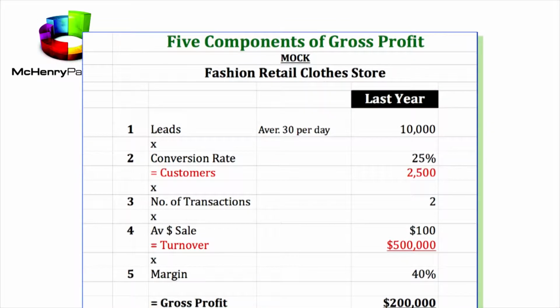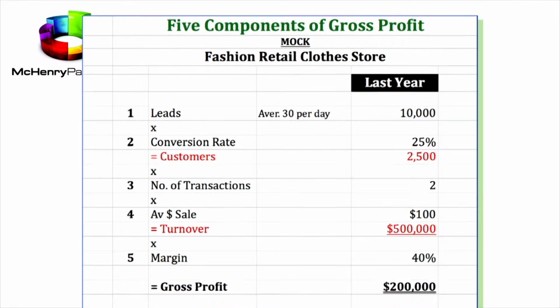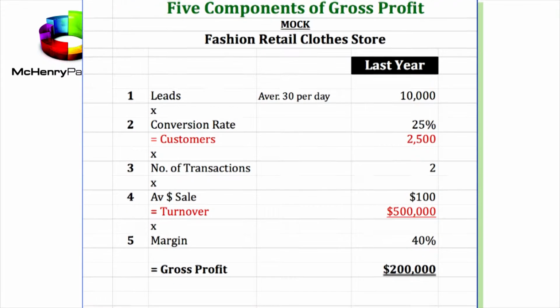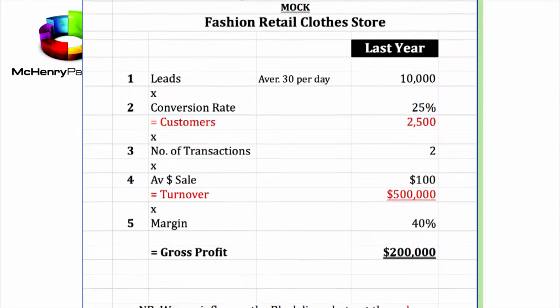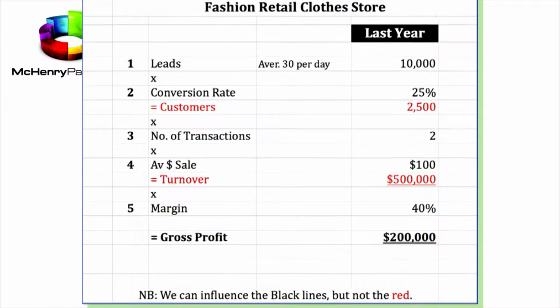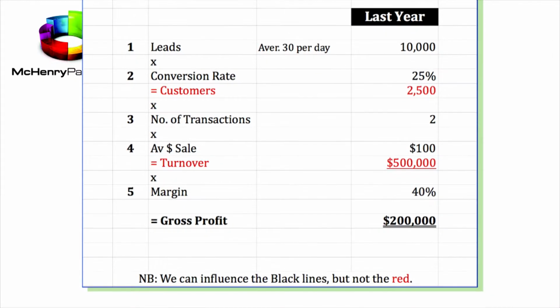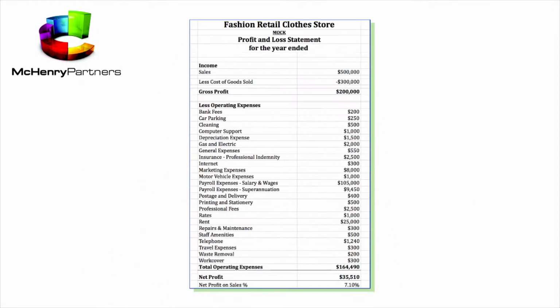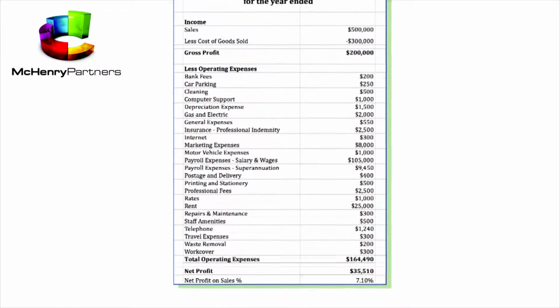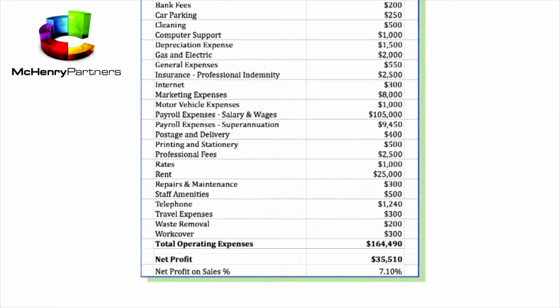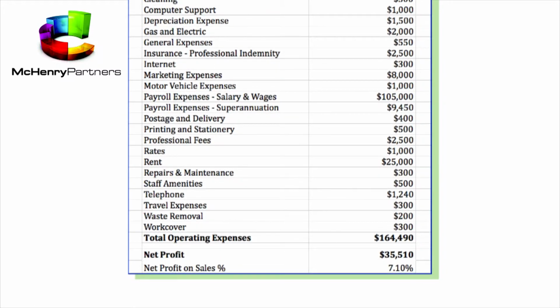Your profits. The gross profit is the end result of the effectiveness of the 5 components mentioned. So 10,000 leads converted to 2,500 customers who bought twice a year at an average spend of $100 generates $500,000 in sales, and a gross profit is kept of $200,000. As per the profit and loss statement, hopefully this gross profit is sufficient to cover all the operating expenses of the business and leave a reasonable profit for the owner.